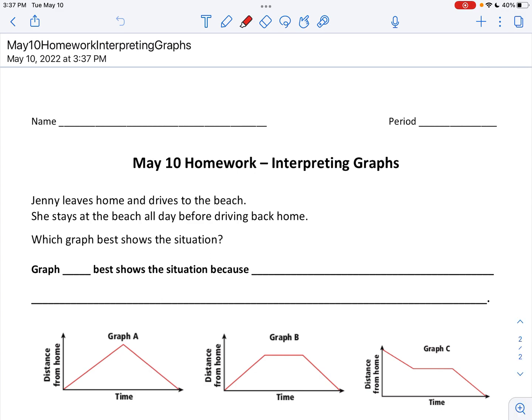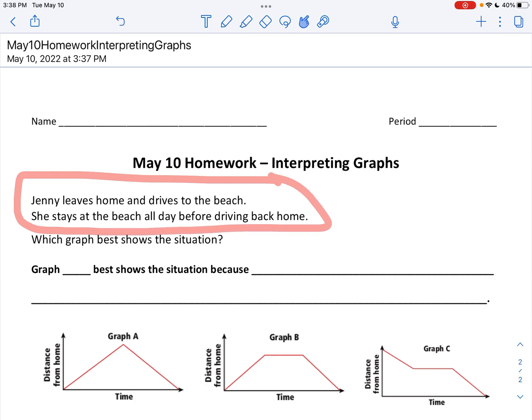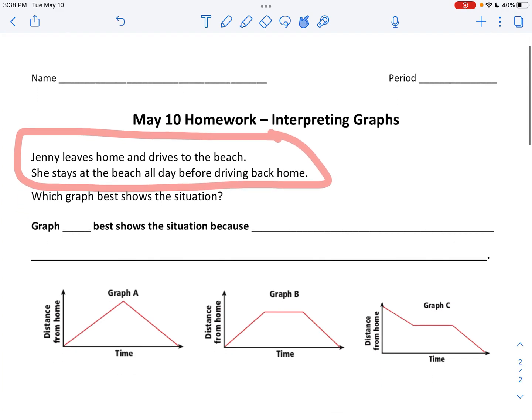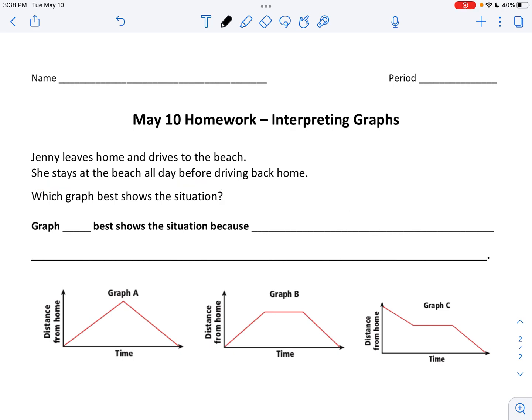At the top is a two-sentence story. Your job is to match one of these graphs below, either A, B, or C, that one, or that one, with the story. Right? So I'm going to do the first story, and then you will need to try your best at the second story. It says, Jenny leaves home and drives to the beach.